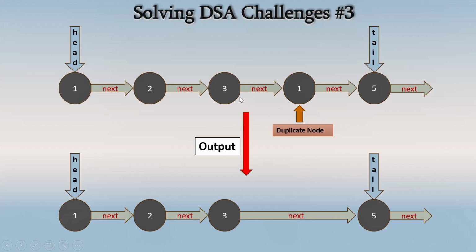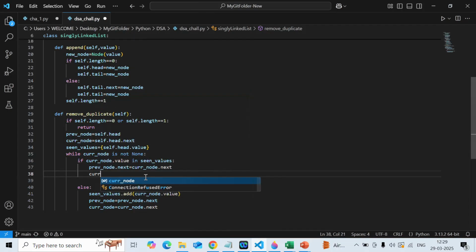Okay, so by writing this line, we have ensured that this next pointer is now pointing to the node with value 5. Now the next thing is this node, which is the duplicate node, should point to nothing. Currently it is pointing to this node with value 5. Now we have to remove this, so it should point to nothing. So for that, what we will do is current node dot next equals None.